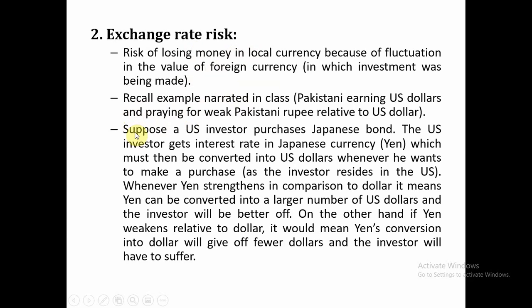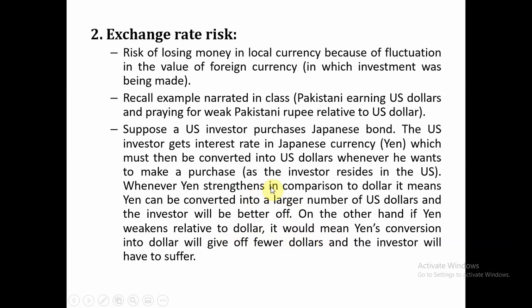Recall the example narrated in the class. Suppose a US investor purchases a Japanese bond. The US investor gets interest in Japanese currency, which must then be converted into US dollars whenever he wants to make a purchase, as the investor resides in the USA. Whenever the yen strengthens in comparison to the dollar, it means the yen can be converted into a larger number of US dollars, and the investor will be better off. On the other hand, if the yen weakens relative to the dollar, conversion will give fewer dollars and the investor will have to suffer. So both consequences exist.